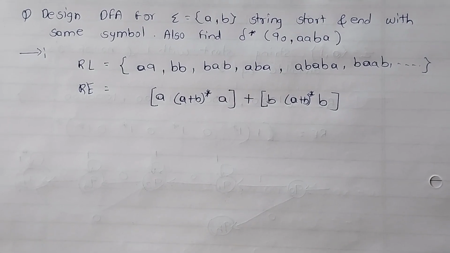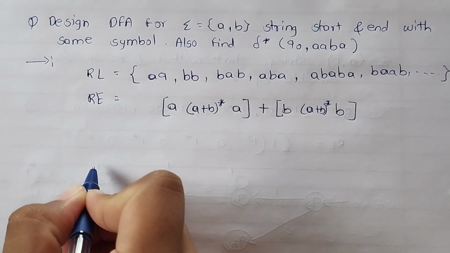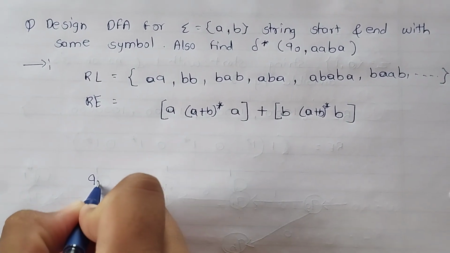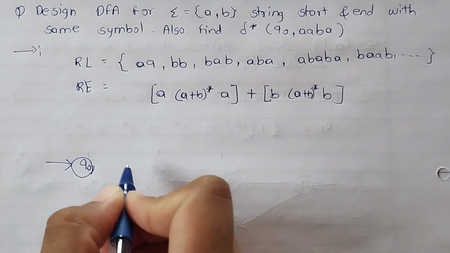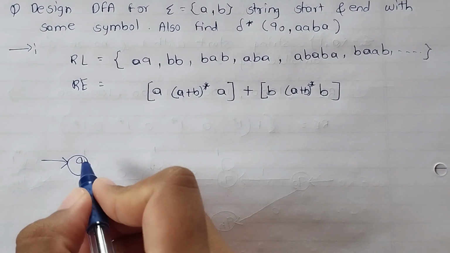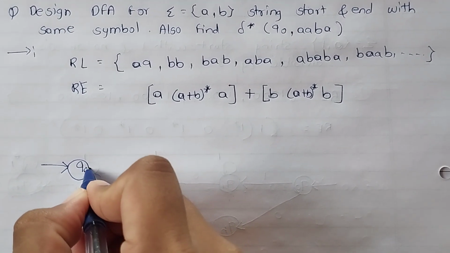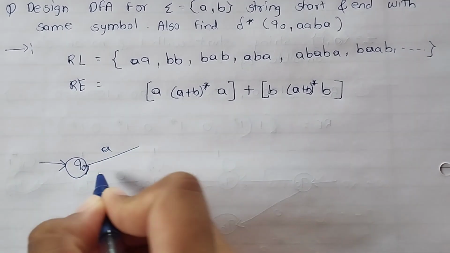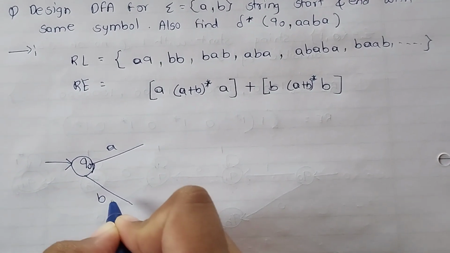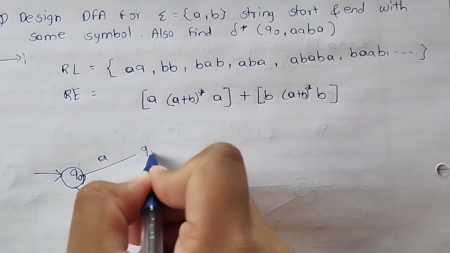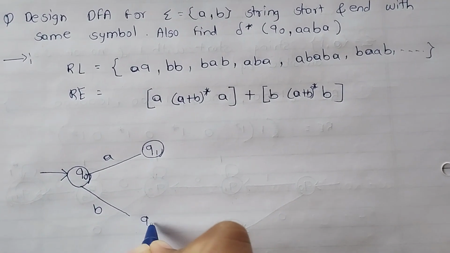Now we draw the DFA. So first assume one initial state. So this is the initial state. Now here again two possibilities. One is the string starts from a or the string starts from b. Now this state is Q1. Let's suppose this is the Q2.